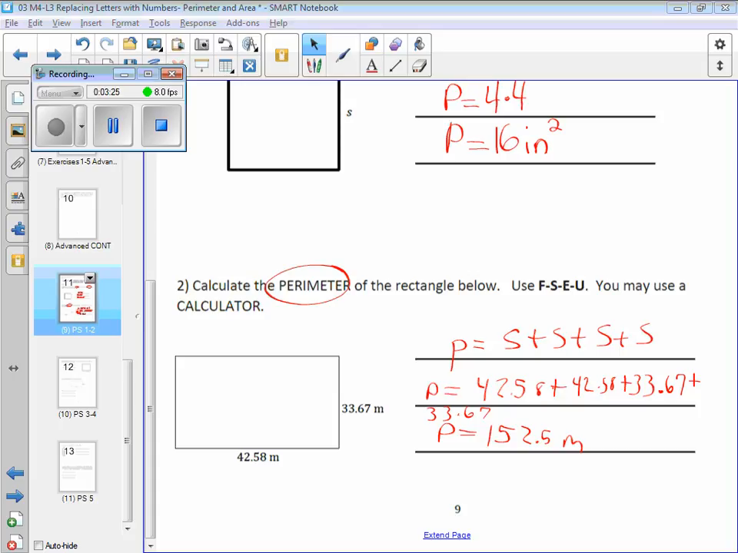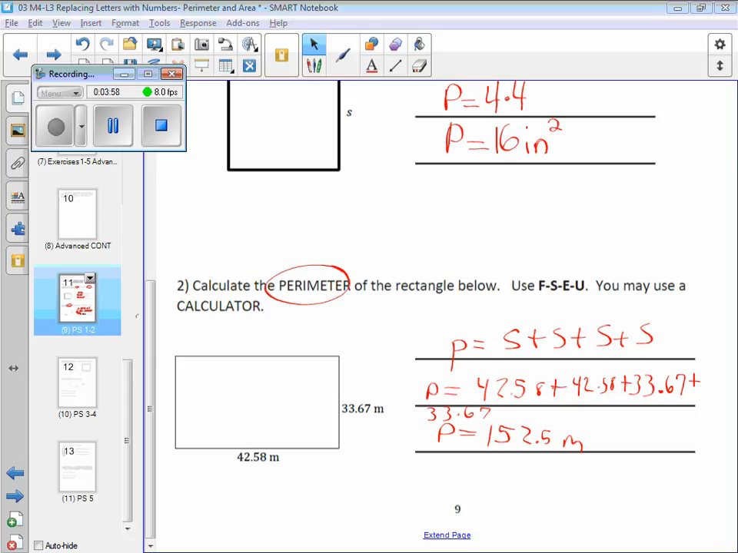How many got 152 meters? Did you remember the units? 152.5 is right. That's what I got. This is problem set page 9, question 2. I did area. That's the mistake that you made. That's why I want you to pay attention, because some of you did do area. It's not an area question, it's a perimeter question.